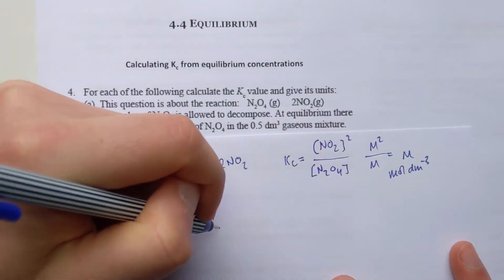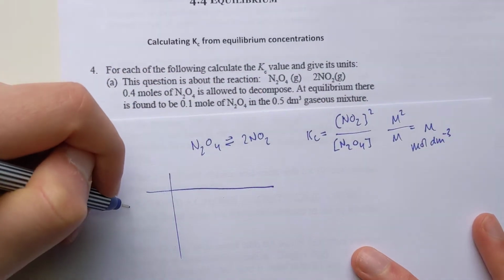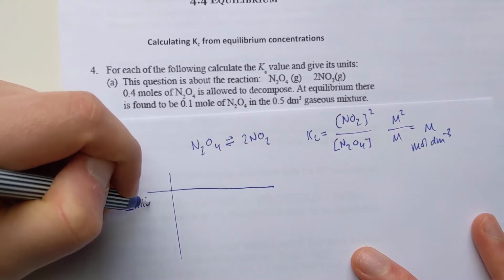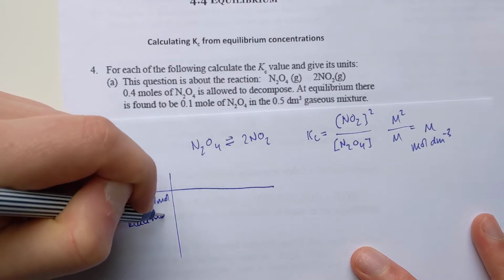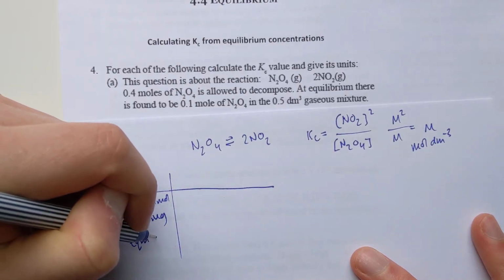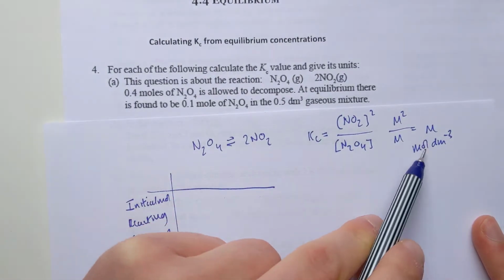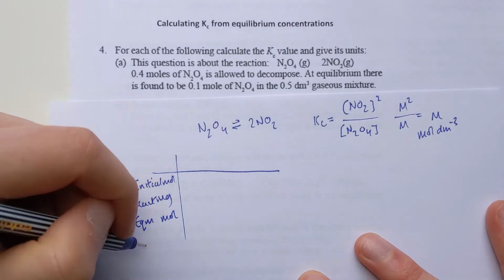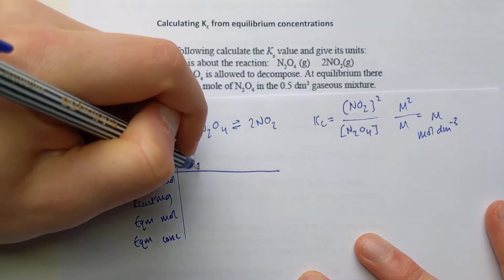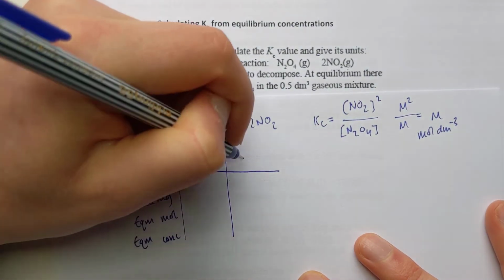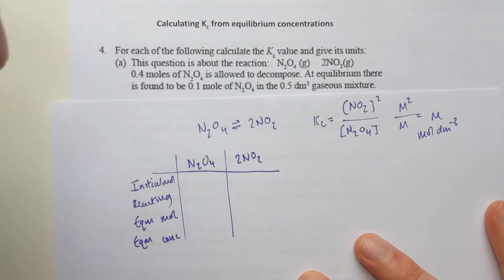So if I look at what information I've got, if I do my wee table, I need my initial moles, reacting moles, equilibrium moles, and in this case, I do have units for Kc, so I'm going to need to use concentrations. So I'm going to calculate my equilibrium concentrations. And that's for N2O4 in equilibrium with NO2.